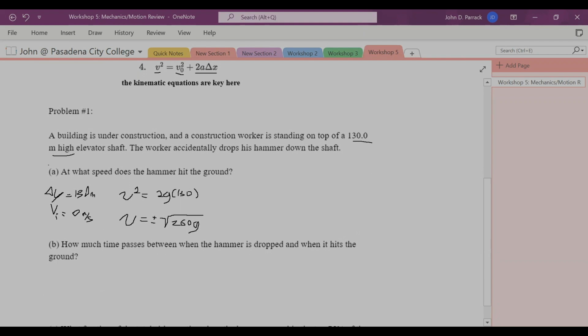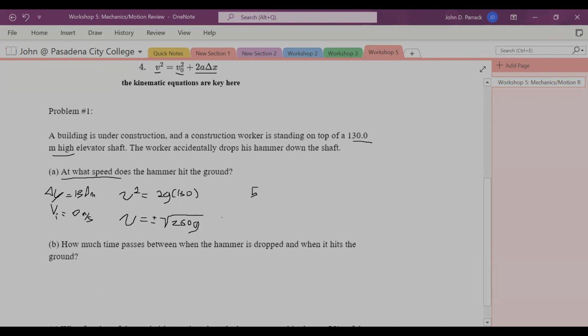50.47 is the velocity. And what is the question we're trying to answer? We're trying to answer about the speed. And what is the speed? It's just a velocity without regard to direction, right? The scalar version of the velocity. The magnitude of the velocity. So the velocity is negative 50.47.